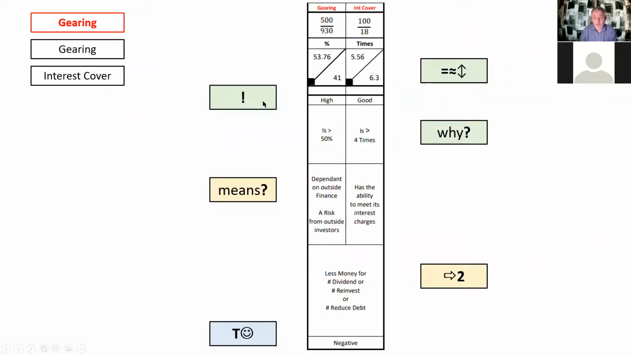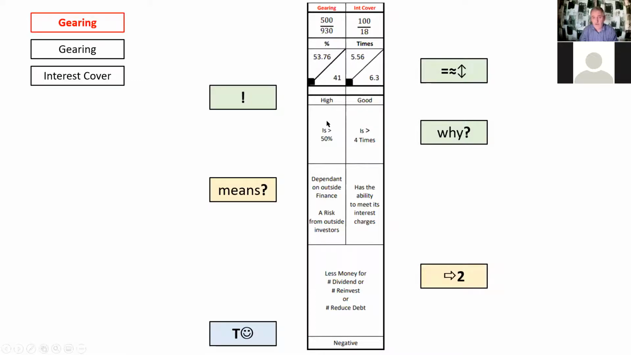Right, so the explanations are: this firm is highly geared and the interest cover is good. The statements of fact are the gearing is 53.76%, but it was 41%. The interest cover is 5.56, but it was 6.3%. And in both cases, it has disimproved and hence the dot.